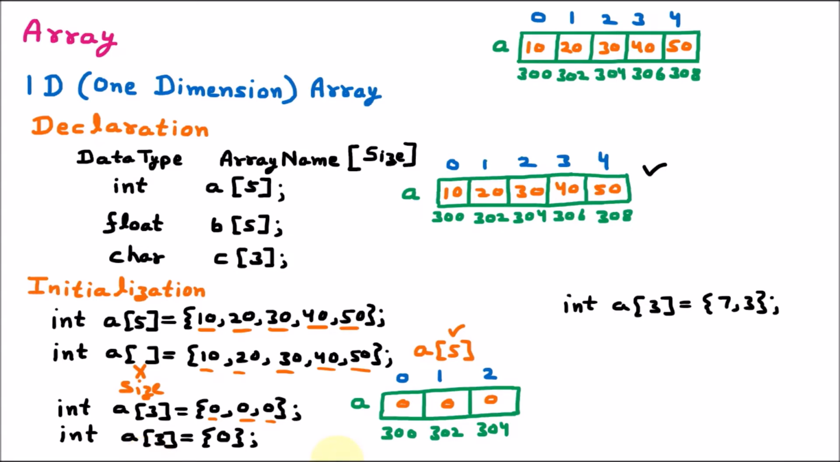I am taking the second example first. Here we have int a[3], which means there is an array with 3 element spaces. We have initialized the first element with 7, then the second element with 3. We have not given the next element, so the compiler automatically provides 0 here. So that is also a valid initialization.